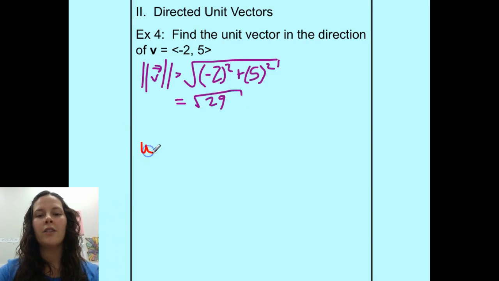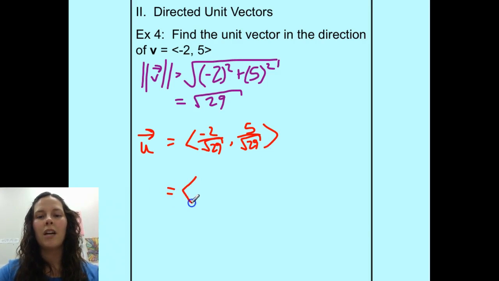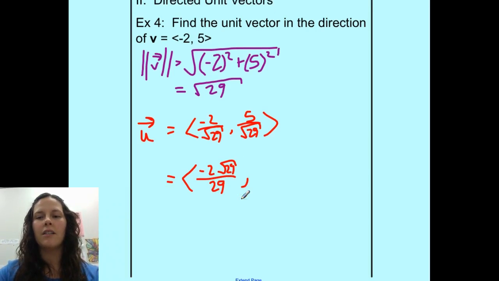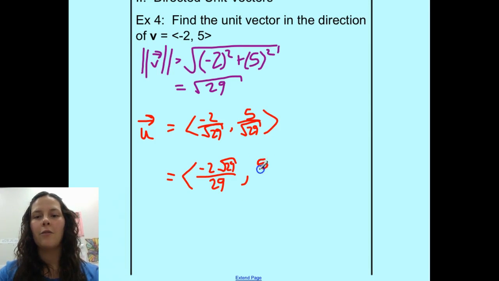The unit vector in the direction of v will be -2 divided by the square root of 29 and 5 divided by the square root of 29. Of course, we can't leave a square root in the denominator, so we will rationalize by bringing that square root of 29 to the numerator, dropping the radical in the denominator. Same thing for our y component.